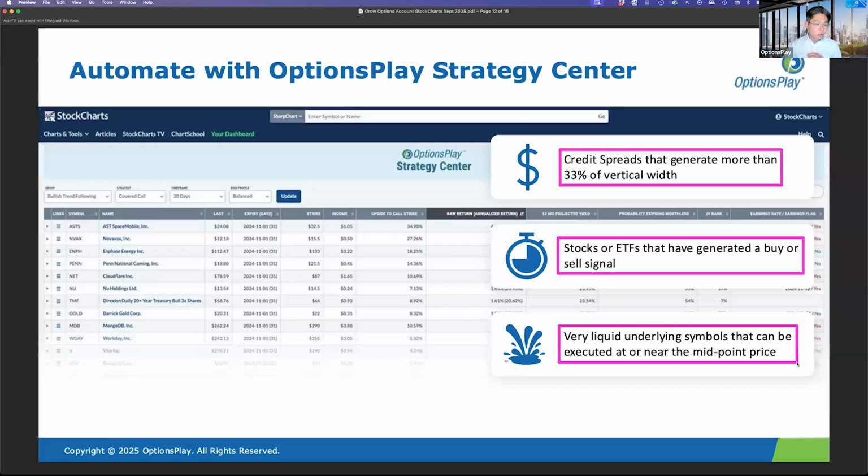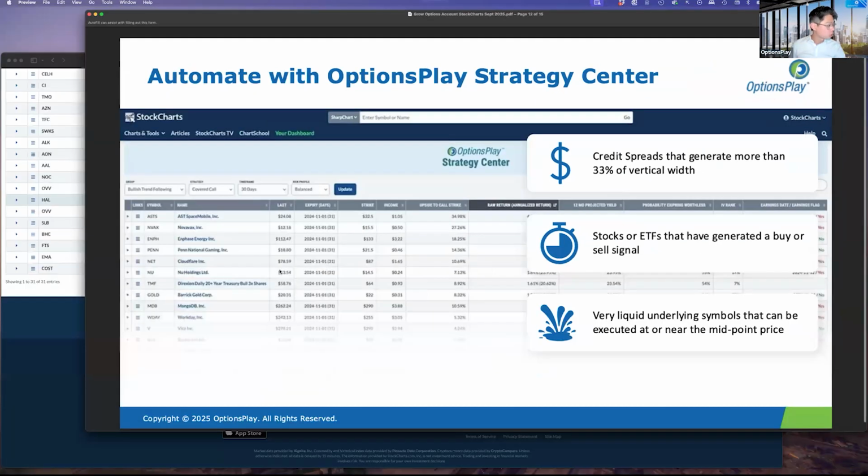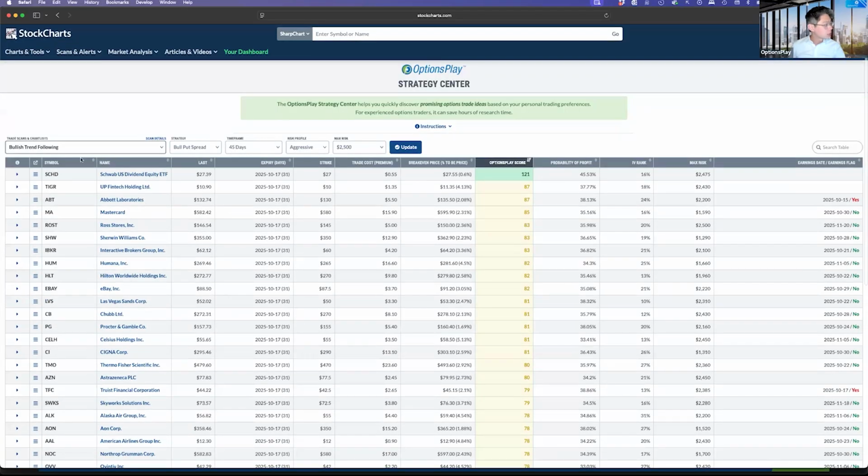So this makes it incredibly easy for you to find all the criteria that I just taught you here today in real time, all at your fingertips without doing any additional work. You don't have to do any of the manual work. So let's take a look at some of these, right? I just chose, using our Strategy Center, stocks that have triggered a bullish trend following signal. Those are the optimal times to get into these particular trades. I've selected the bull put spread, which is the bullish credit spread, and it automatically defines for me the optimal settings for that bullish credit spread.